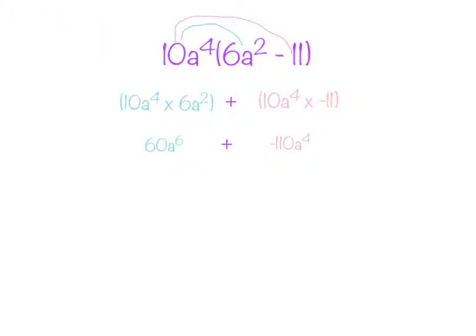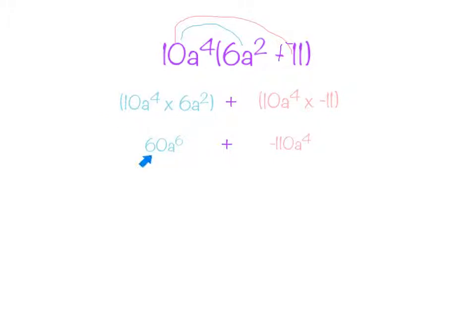Last but not least, let's try 10a to the fourth times 6a to the second minus 11. First we should again add the opposite instead of subtracting. Then we can distribute, and that will give us 10a to the fourth times 6a to the second plus 10a to the fourth times negative 11.